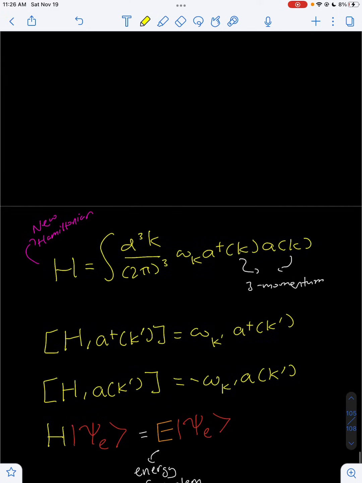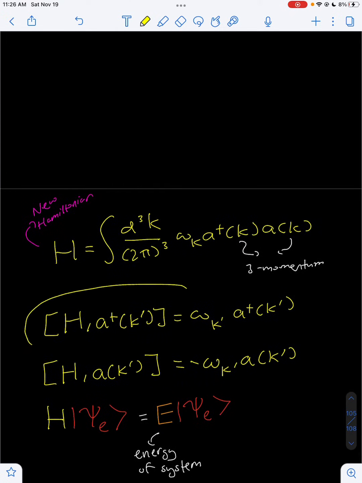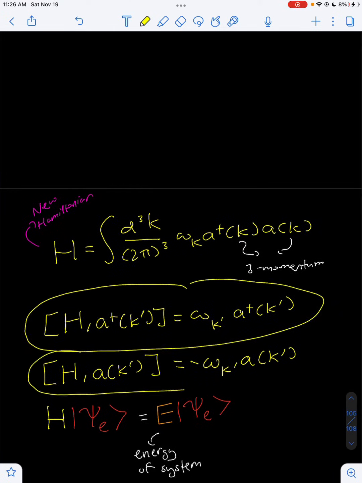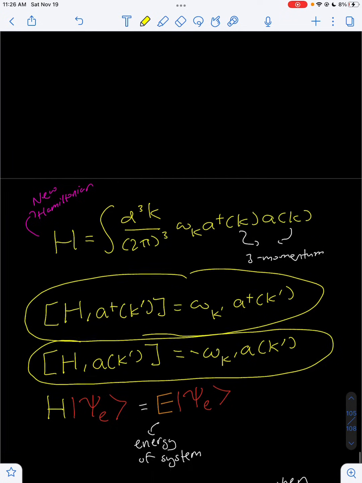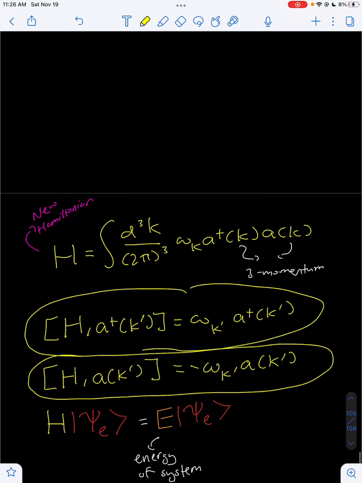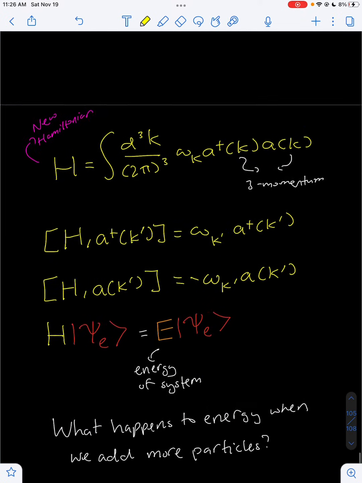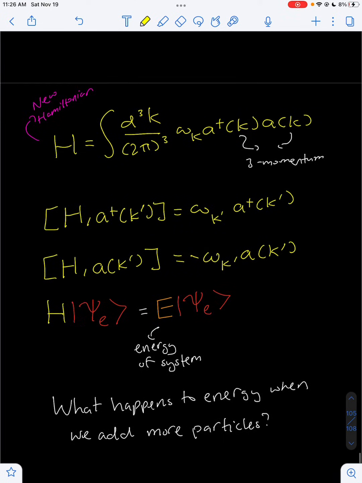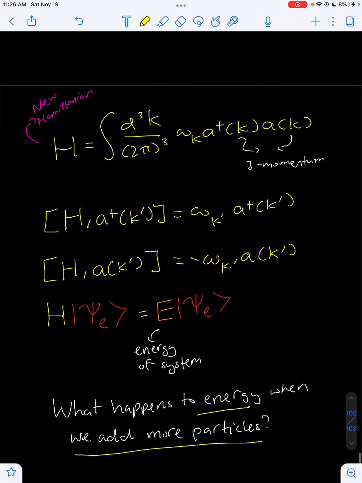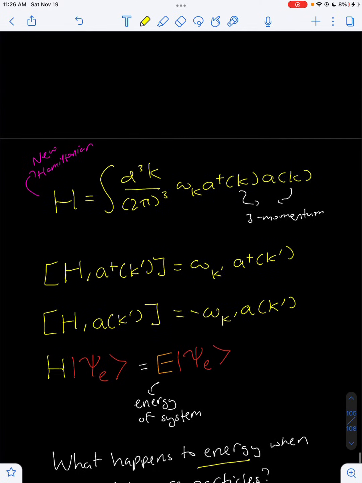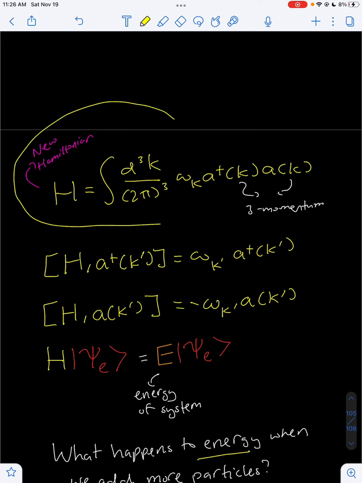And we can also prove these relations right over here by simply explicitly calculating those commutators. These are important commutators that we will use in the direct future. So a question that we can ask is, what happens to the energy when we add more particles in our system? You guys probably know the answer. The energy should increase in our system. And by the way, we are using our modified Hamiltonian here, where there is zero vacuum energy.